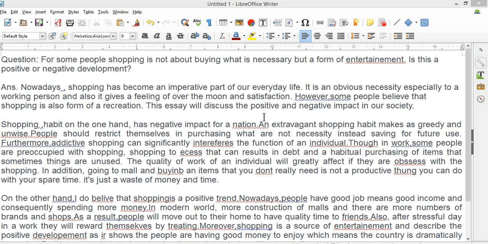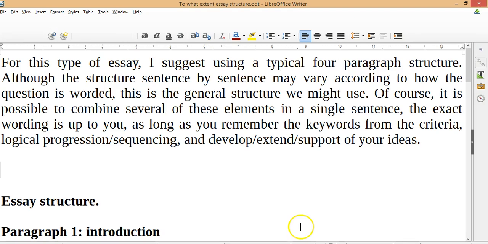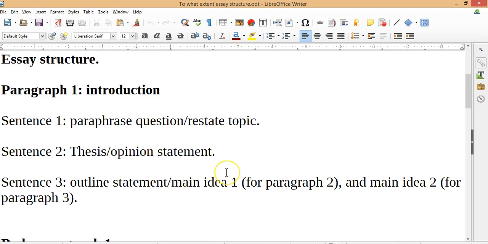Okay, so for some people, shopping is not about buying what is necessary, but is a form of entertainment. Is it a positive or a negative development? So this question, essentially, is more or less a "to what extent" question. Do you agree or disagree? So it's asking you to express your opinion. Do you think this is a positive or a negative? Is it good or bad?